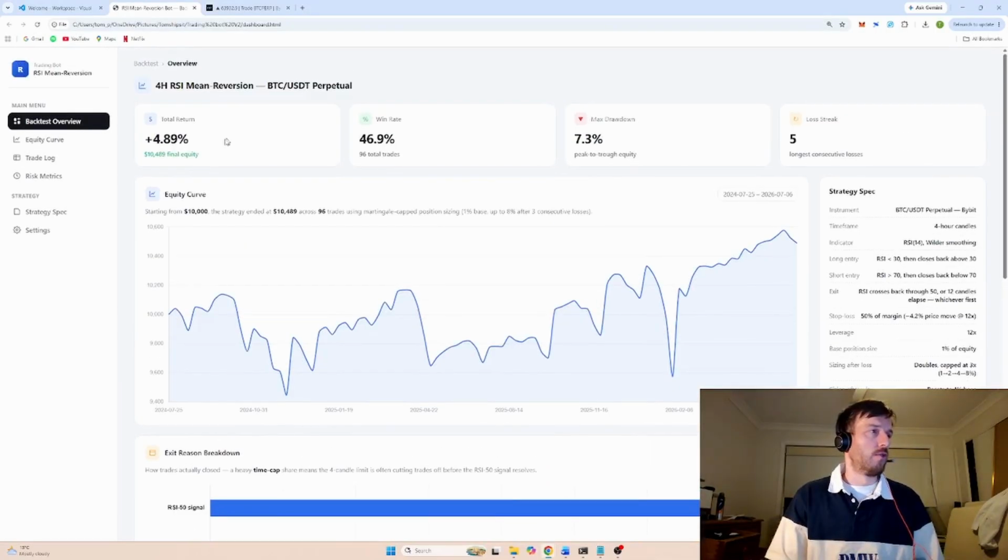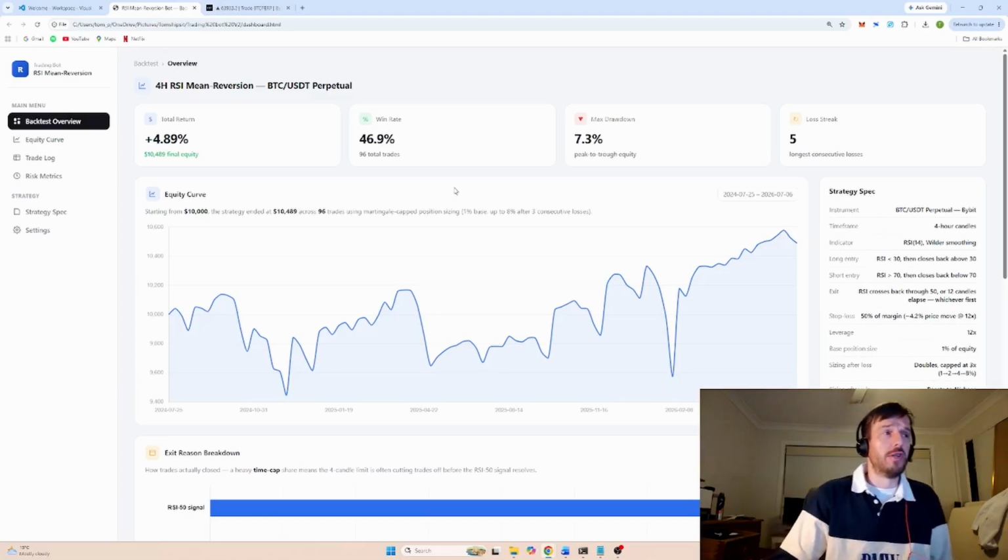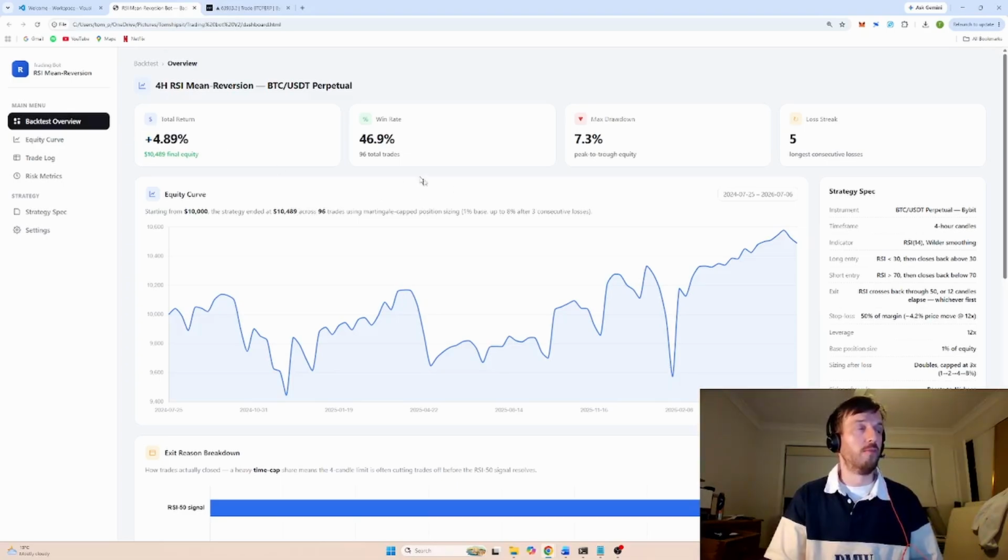So we'll have a quick look at the actual return from running this strategy here. If you see here on the equity, this is the equity curve. We started off with 10,000 US dollars, and the strategy ended at 10,489 US dollars across 96 trades using martingale capped position sizes. The total return was 4.89%, win rate 46.9% over those 96 trades.